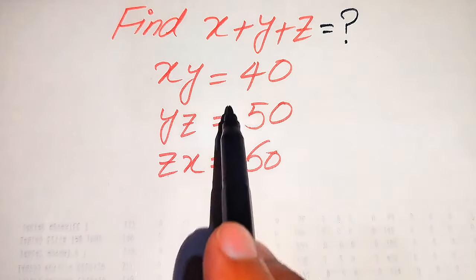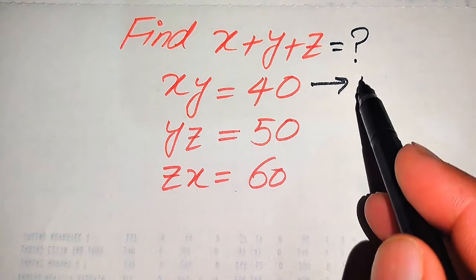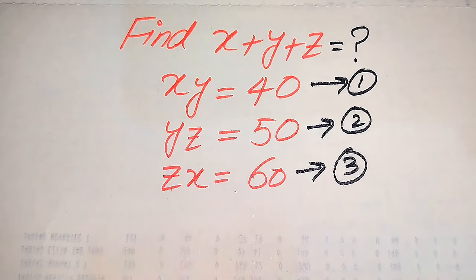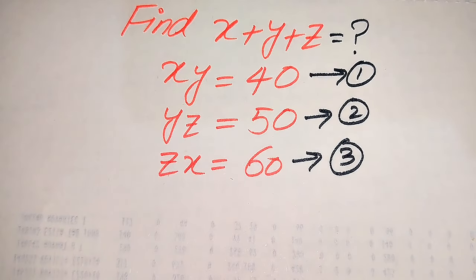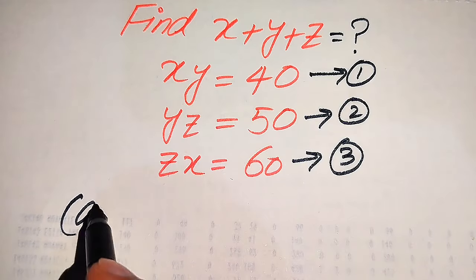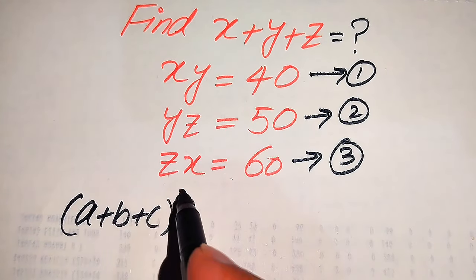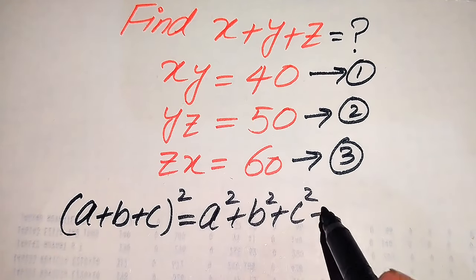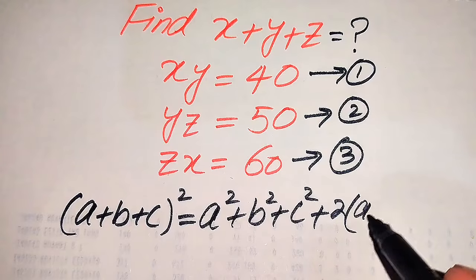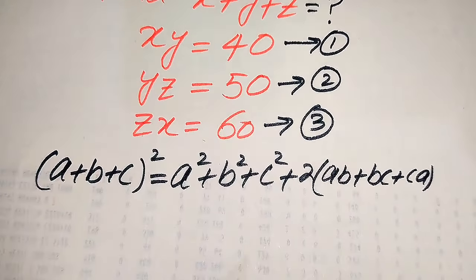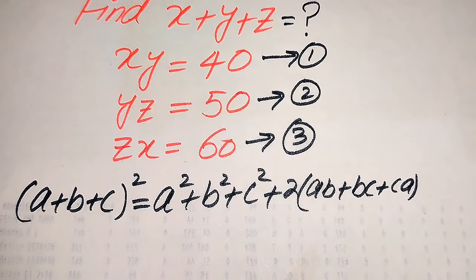Here we have three equations. We call this equation number 1, this equation number 2, and this equation number 3. For the value of this we use the nice algebraic formula. You know that (a plus b plus c) whole square is equal to a square plus b square plus c square plus 2 times (ab plus bc plus ca). So we use this formula to find the required value.